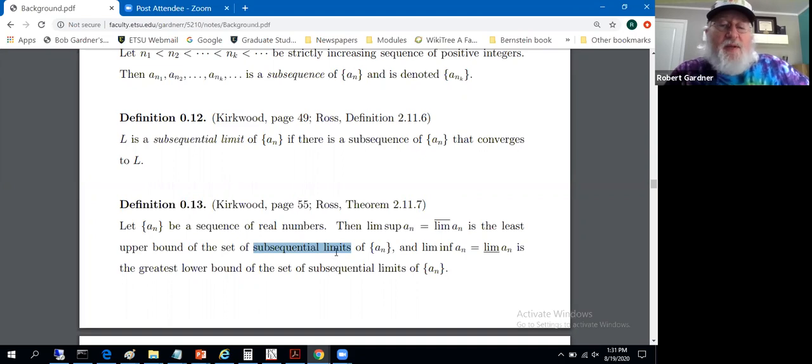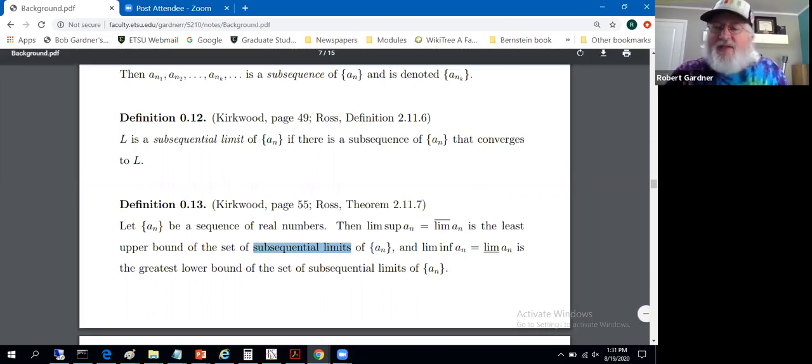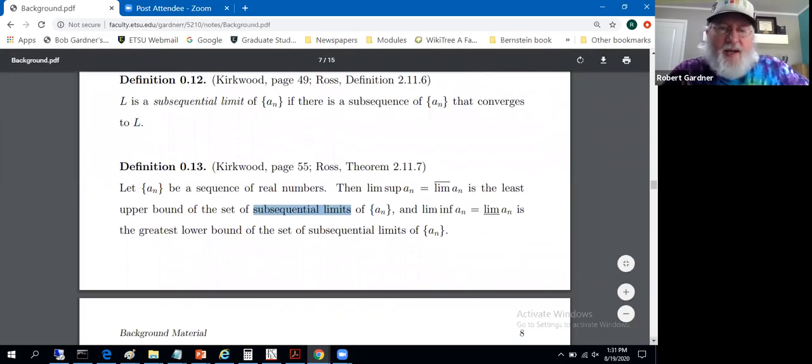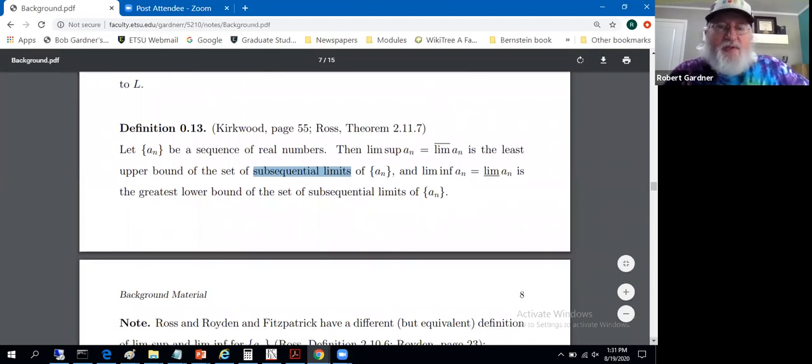Lim sup is the least upper bound of these. Lim inf is the greatest lower bound of these. Well, provided these are bounded. Otherwise, I might run across some infinities and negative infinities and some of this stuff. Our most common application will be to bounded sequences.